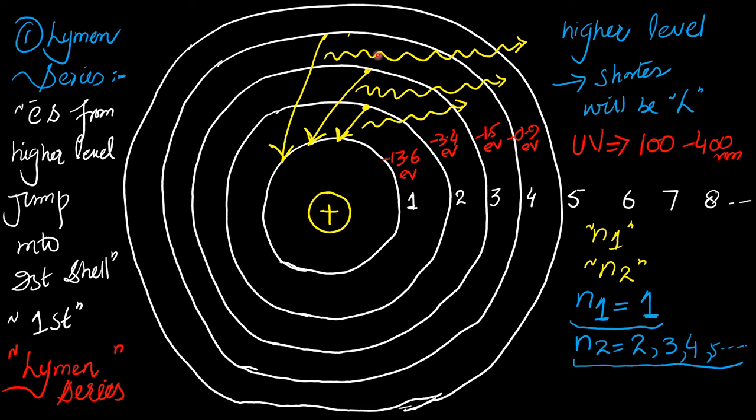So in simple words I conclude: Lehmann series is a series of electromagnetic radiations which are produced whenever an electron from any higher energy level jumps into the first energy level or ground state of the hydrogen atom. The range of wavelength of radiation produced in the Lehmann series of the hydrogen atom is around 100 nanometer to 400 nanometer, which is basically the ultraviolet radiation range.